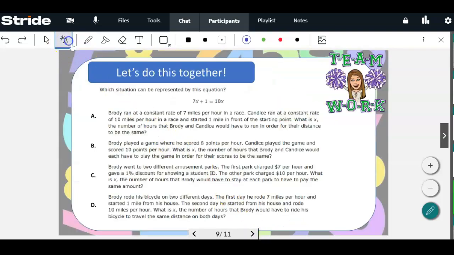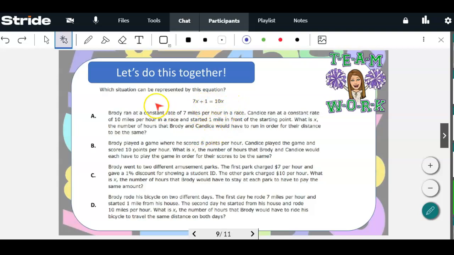All right, here's another one. 7x plus 1 equals 10x. Brody ran at a constant rate of 7 miles per hour. Okay, so that could be 7x. Candace ran at a constant rate of 10 miles per hour. That could be 10x per hour in her race and started a mile in front of the starting point. What is x, the number of hours that Brody and Candace would have to run in order for their distance to be the same? So she started a mile in front.